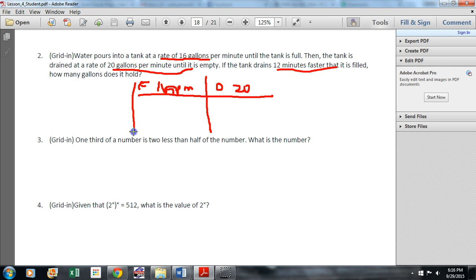Once again, trying to choose numbers that are easy to manipulate and calculate, I'm going to choose 160. 160 is a multiple of both 16 and 20. It divides evenly into them, so we're not having any decimals. If I have a 160 gallon tank that fills at 16 gallons per minute, it takes 10 minutes for this tank to fill.